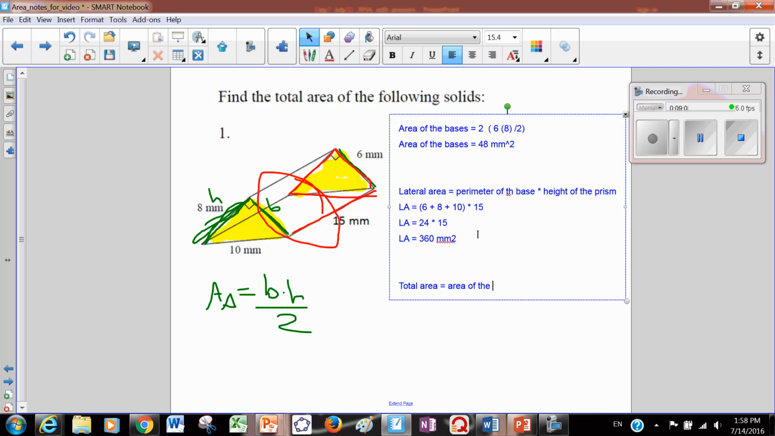the area of the bases plus lateral area. Total area is equal to area of the base, which was 48, plus 360. Total area is equal to 408 millimeter square.